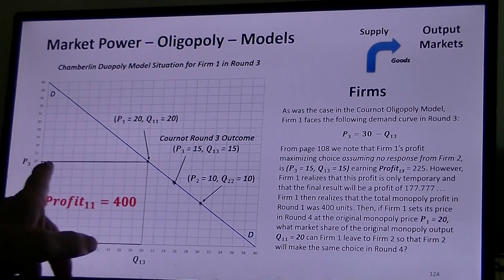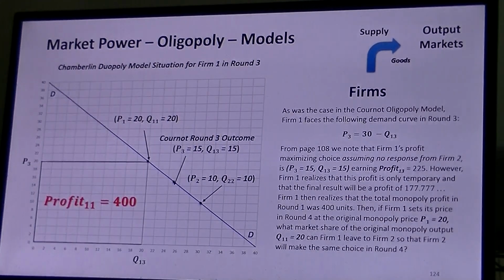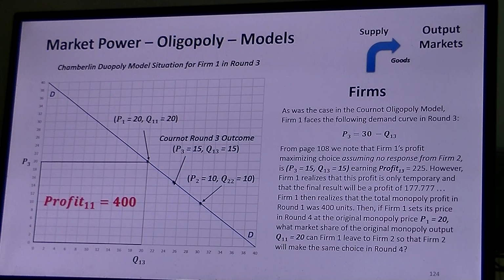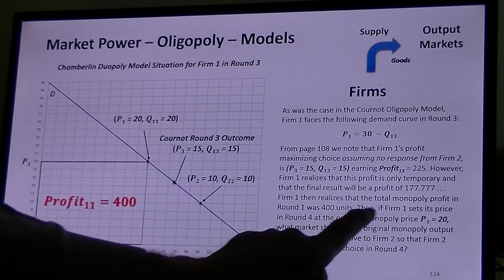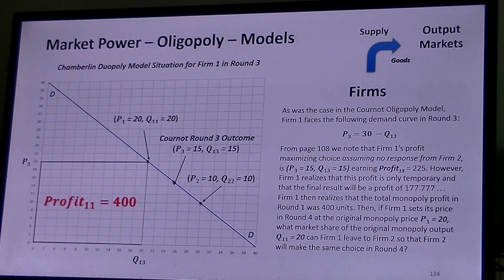Well, there's a total profit of 400. If they play the Cournot game, they only end up with a profit of 177.77. So then they think, well, wait a minute. The Cournot outcome is 177 plus 177, which is 355.5555. So that's the total profit, 355.5555555.